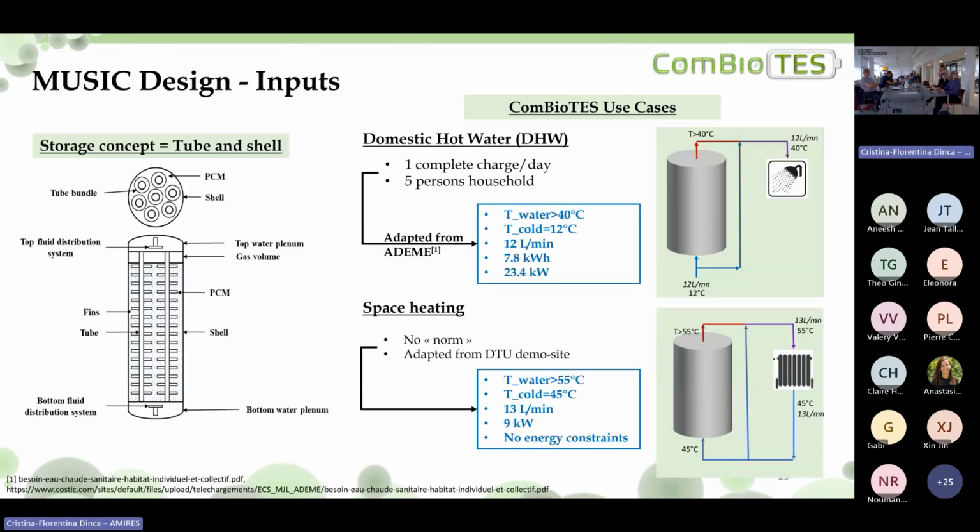So this has already been presented by the project coordinator. The storage concept for MUSIC is a tube and shell latent heat thermal energy storage. For the design, 2 use cases were considered. One use case for the supply of domestic water for a 5-person household, and the other use case considered was a space heating use case adapted from constraints on the DTU demonstration site.